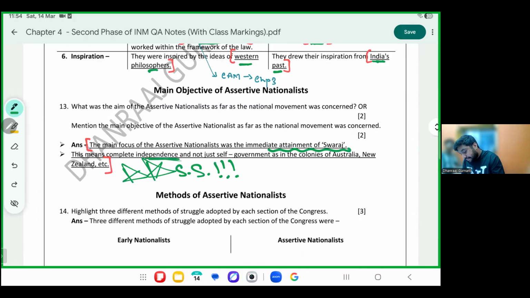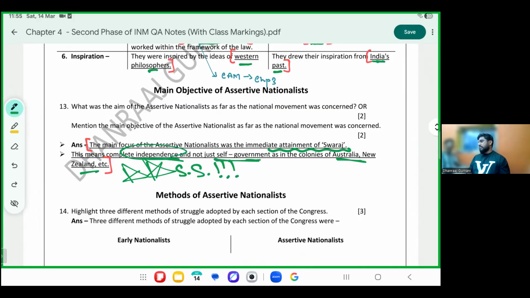This means complete independence, not just self-government like in those countries of Australia and New Zealand. Today also Australia and New Zealand are a part of the British Empire. Although they are independent, they work on their own, but they have a contract with the British. Whatever happens, we will always support the British. India said, our choice. We can support anybody. We have complete independence. Australia and New Zealand from the start only said, okay, we are okay with British supporting and all.